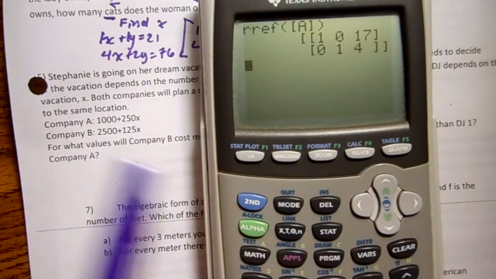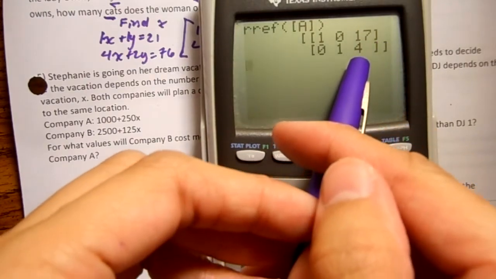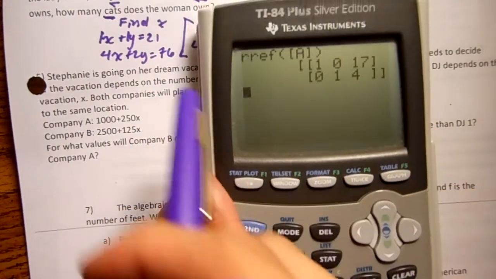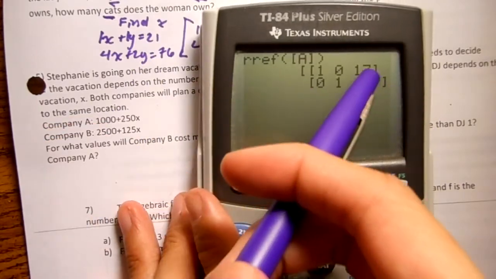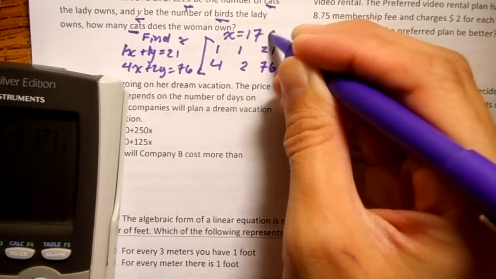And there you go. The first one is our x value, that's 17. The next one is our y value, which is 4. What are we finding? We're finding x. So the answer is 17. So x is equal to 17 cats.